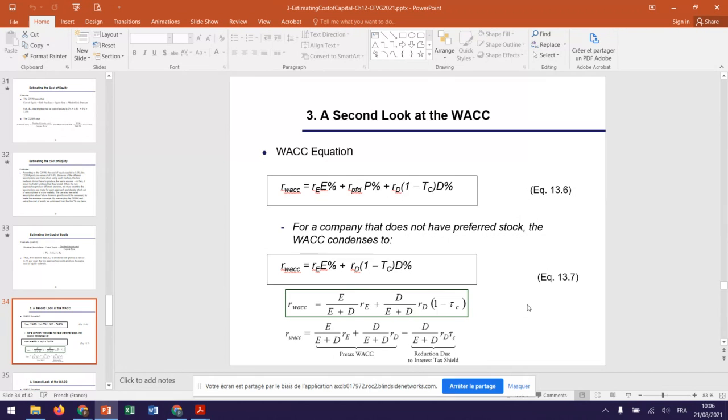So if I come back to my formula and I use the effective cost of debt, RD equal to RD multiplied by 1 minus tax rate, and I rearrange it, I can see that the RWACC can be the pre-tax WACC minus the reduction due to interest tax shield. And the reduction due to interest tax shield would be equal to D over D plus E multiplied by RD multiplied by the corporate tax rate. Okay?